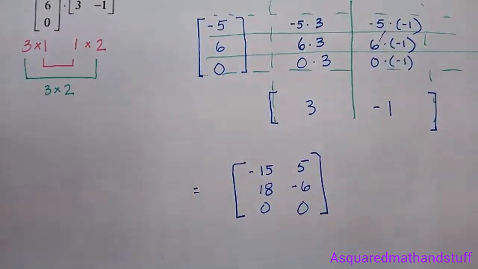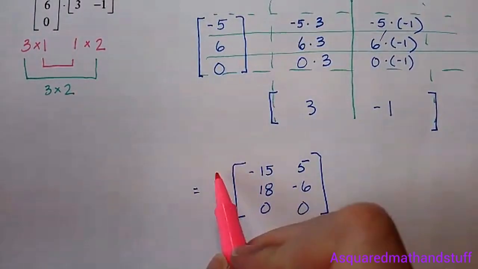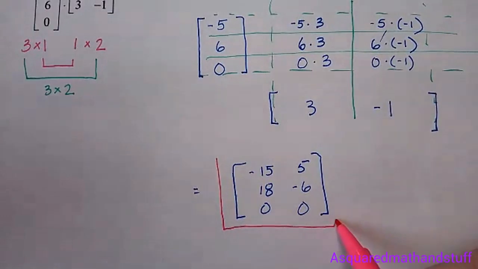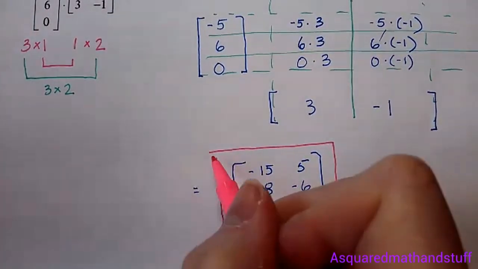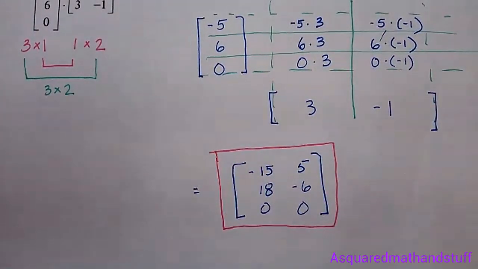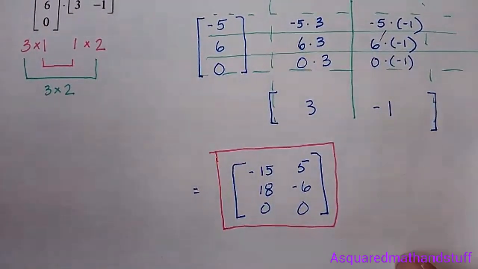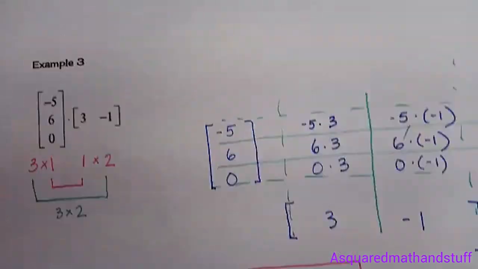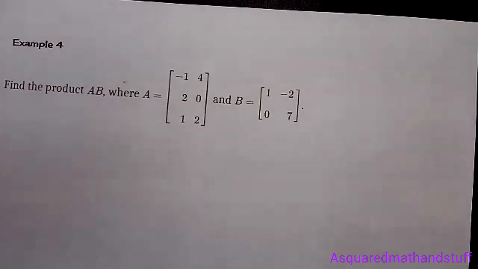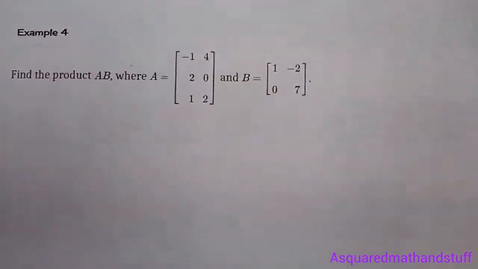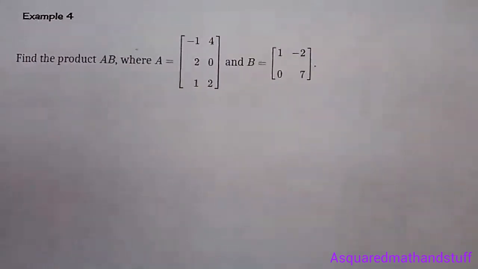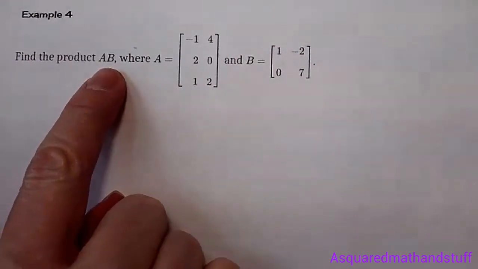So that is the final answer for multiplying these two, what look like simple matrices, but actually result in a larger matrix when you multiply them together. Let's look at the last example I have for you. In this last one, I designate a matrix A and a matrix B. So we're looking to find A times B.